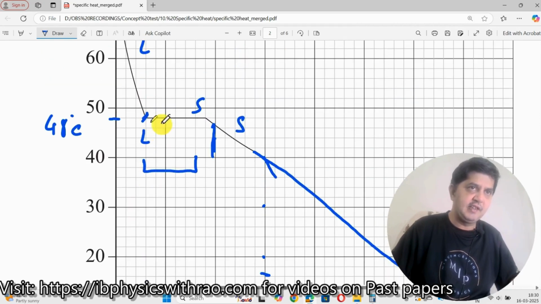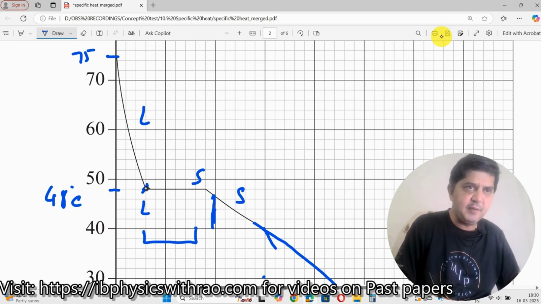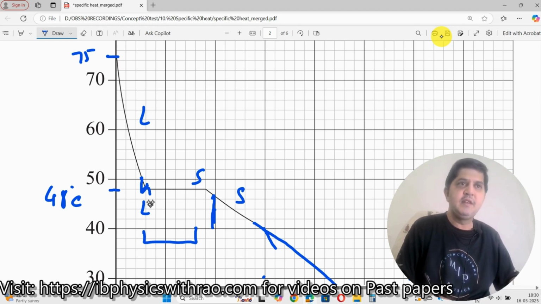So 600 is at this point. What I will do is take one division here, not even one division, half a division I will take here, and I will find out what this value is. So I will find out what the slope is here. What is the slope here?